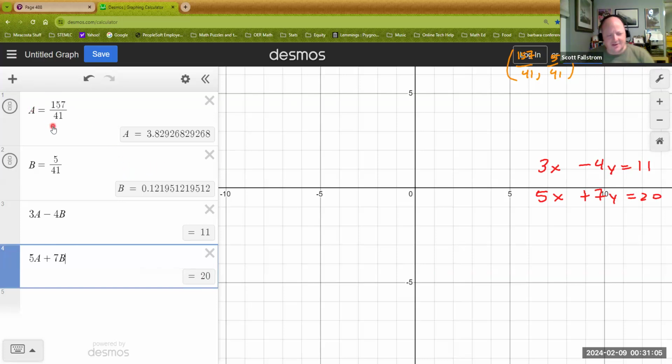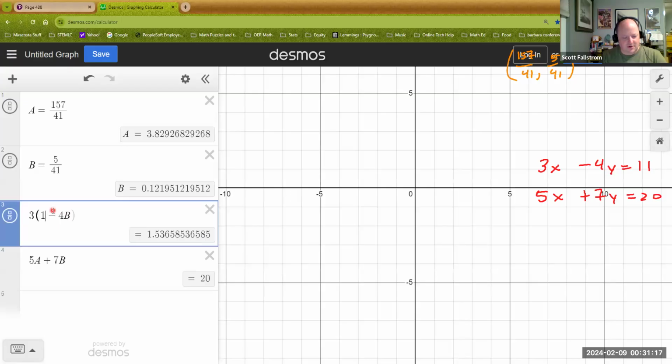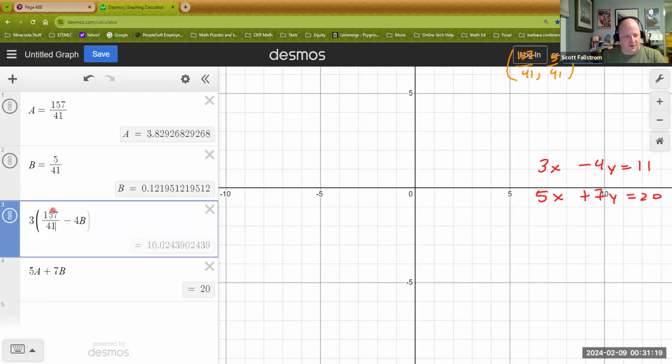You could also type the entire equation out. Again, I like this one because it lets me do both checks pretty quickly. Okay. Let's see here. If you had your handheld calculator, just type in 3 times 157 over 41 and end parentheses minus 4 times 5 over 41. Just put that in your calculator. When you hit enter, you should get 11. Okay, so there we go.